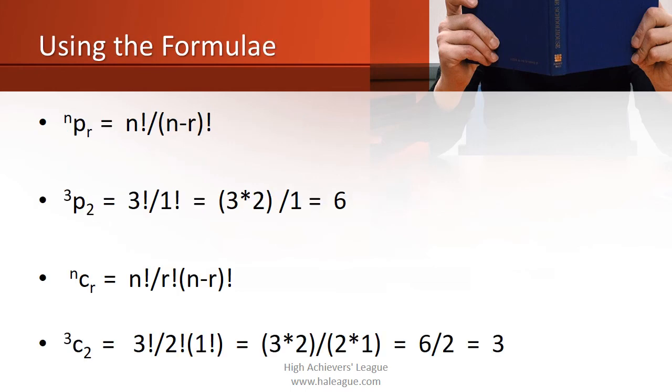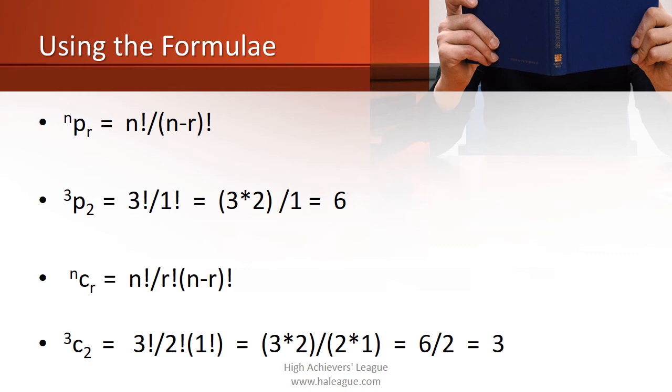So in case you are using the formula, for permutation it is NPR, which is n factorial over n minus r factorial. So in our case, we had 3 as n and 2 as r. So 3P2 becomes 3 factorial in the numerator and 3 minus 2 factorial, that is 1 factorial, in the denominator. So in the numerator, we have 3 multiplied by 2, and in the denominator, we have 1, since 1 factorial is 1. So the answer is 6. We can have 6 permutations.